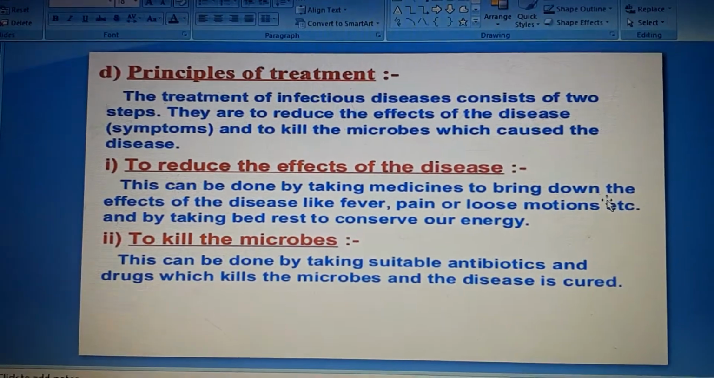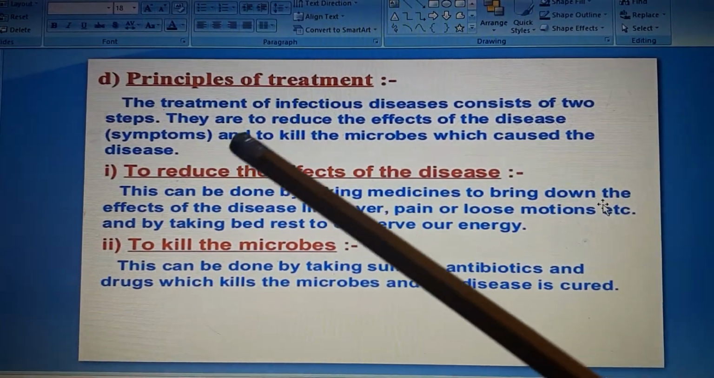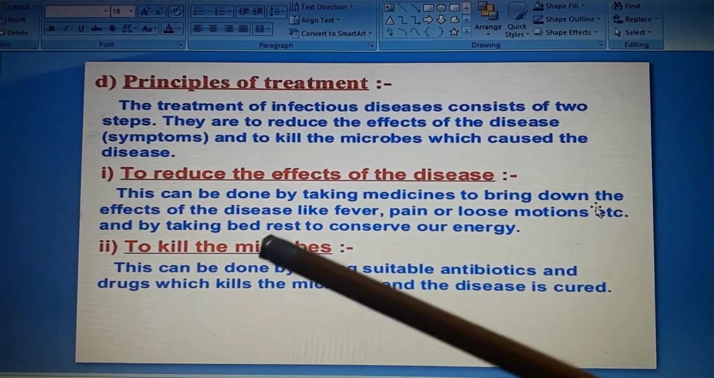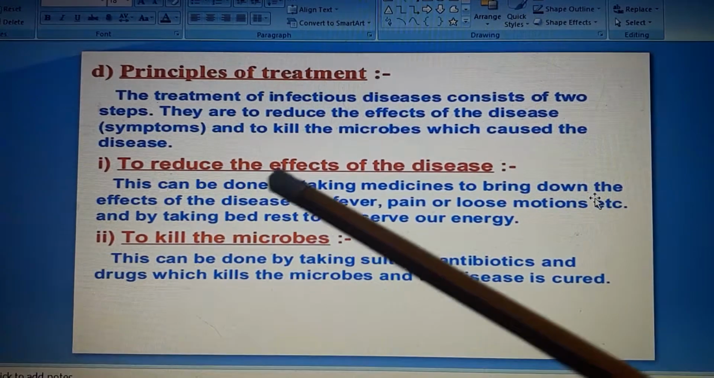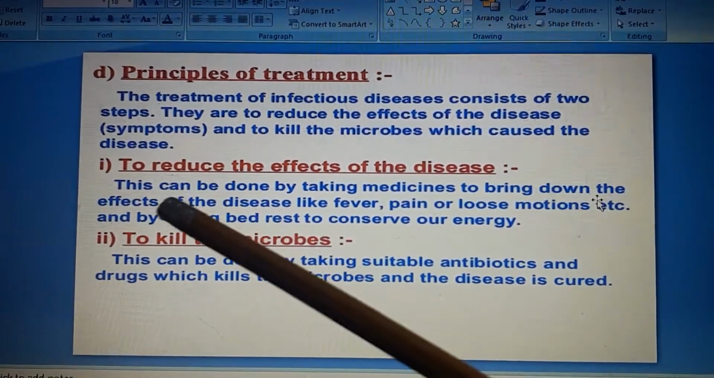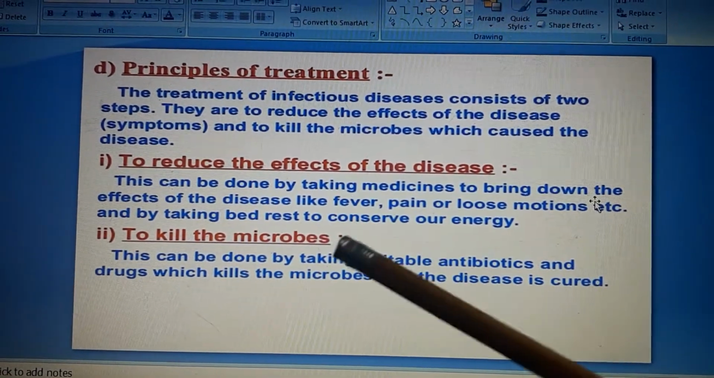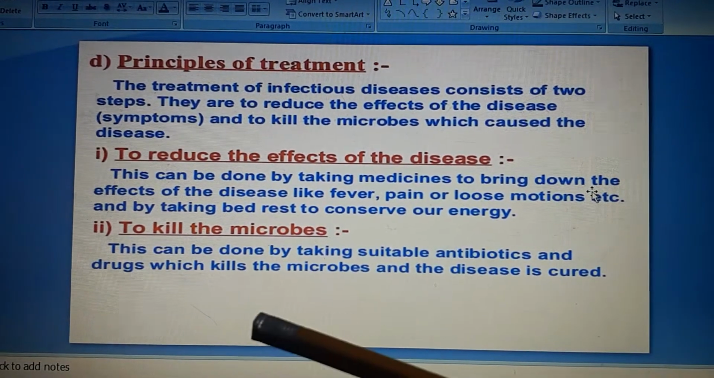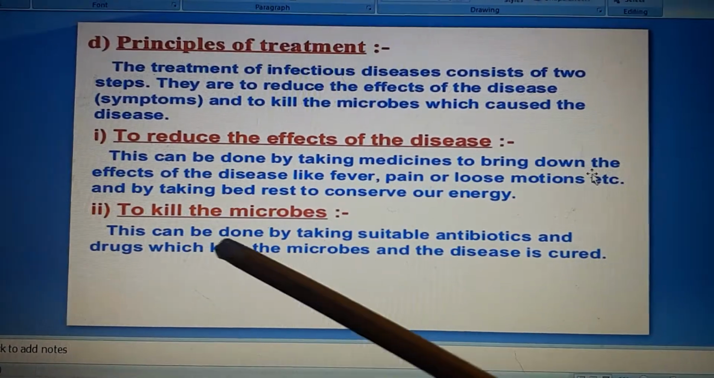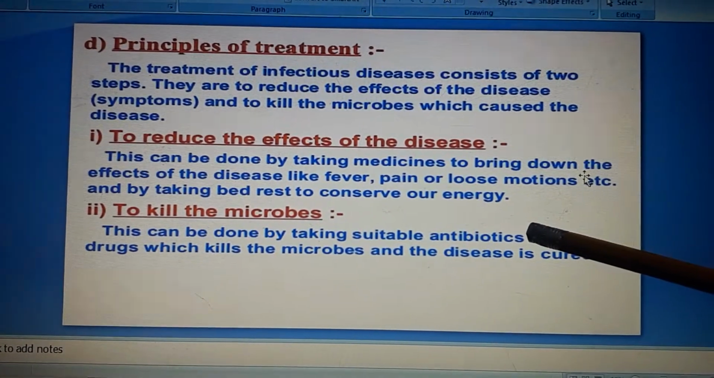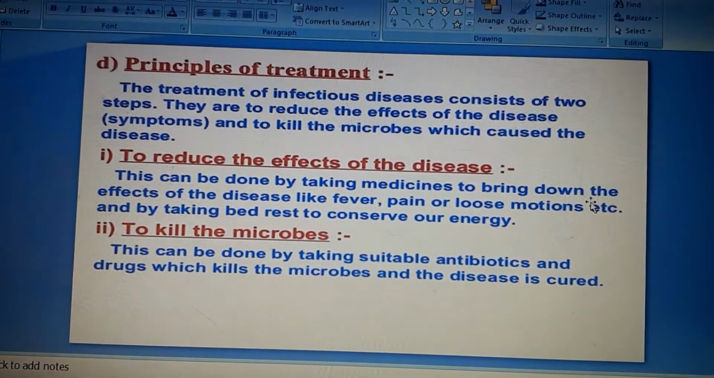Now about the principles of treatment. The treatment of infectious disease consists of two steps: to reduce the effects of the disease or symptoms, and to kill the microbes which cause the disease. First is how to reduce the effect of disease. This can be done by taking medicines to bring down the effects of the disease like fever, pain, loose motion, etc., and by taking bed rest to conserve energy. The other method is to kill the microbes. This can be done by taking suitable antibiotics and drugs which kill the microbes, and the disease is cured.